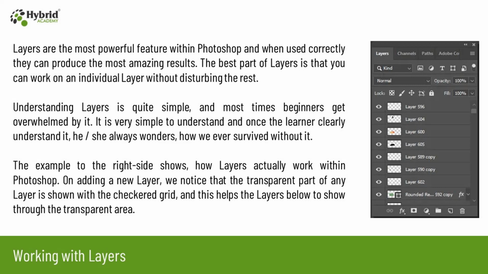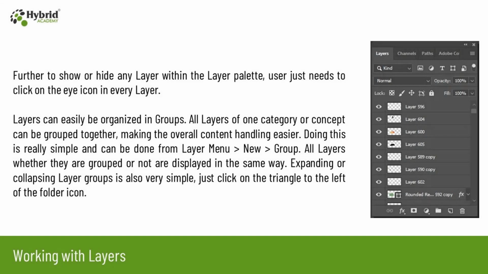The example on the right side shows how layers actually work within Photoshop. On adding a new layer, we notice that a transparent part of any layer is shown with the checkered grid, and this helps the layers below to show through the transparent area. Further, to show or hide any layer within the layer palette, the user just needs to click on the eye icon in every layer. Layers can easily be organized in groups.